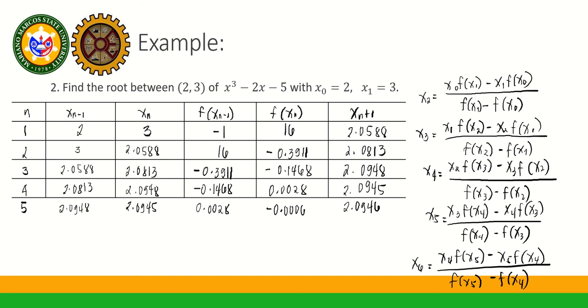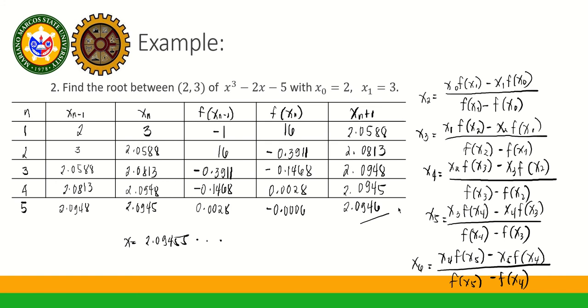Now, let's try to get the root of our equation using shift solve. Okay, so pag nag-shift solve ka, input mo si x cubed minus 2x minus 5, and then shift solve mo siya, you will get a value of x be equal to 2.09455 and so on. So yung fifth iteration natin matches our root, so we should stop there. Okay? So that is the regula falsi method, and that is example number 2.